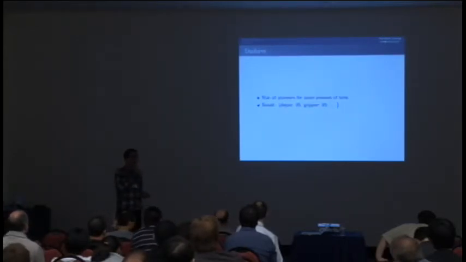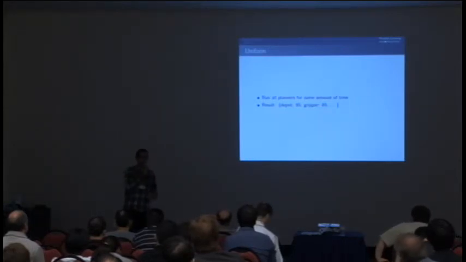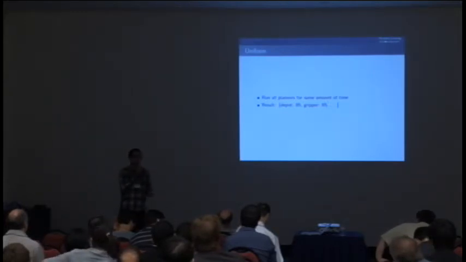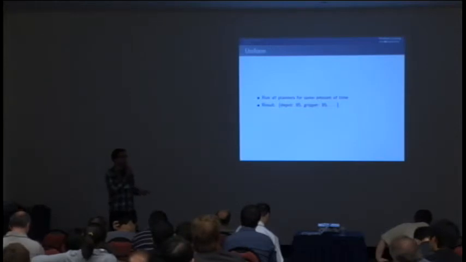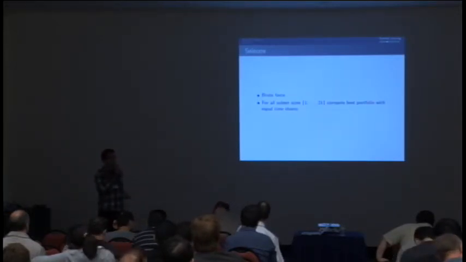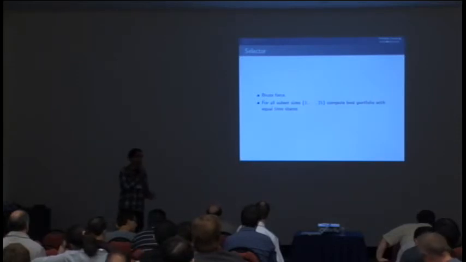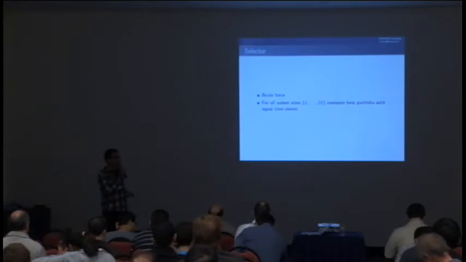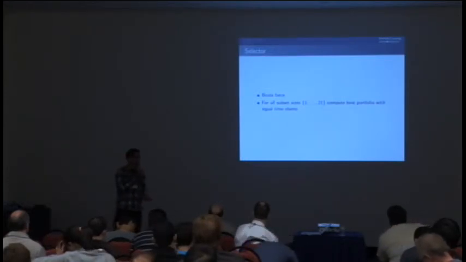Okay, then we have the simplest portfolio. This is the uniform portfolio where we just run all planners for the same amount of time. If we have 30 minutes available and 21 planners, as in our example, we give every planner 85 seconds. Then we have the selector portfolio. This is a brute force approach that for all subset sizes from 1 to 21 computes the best portfolio with equal time shares.